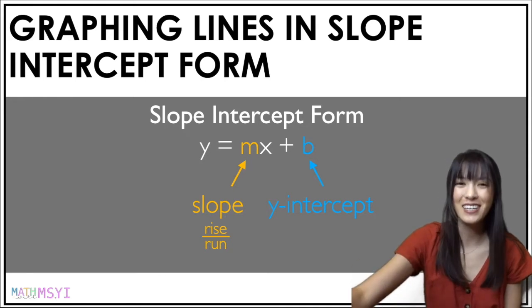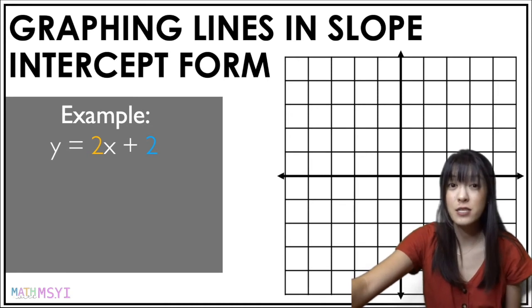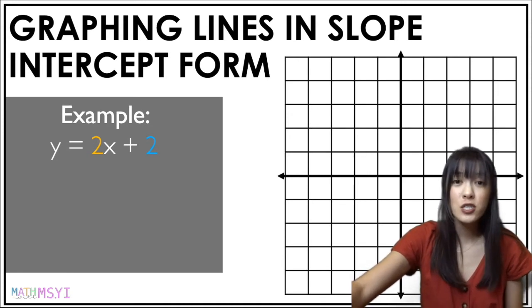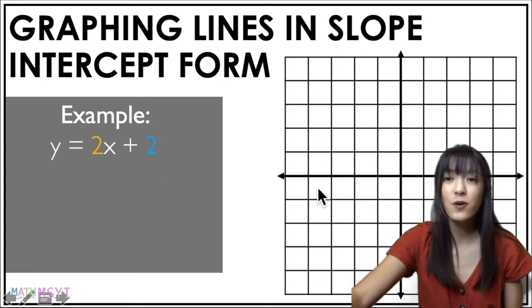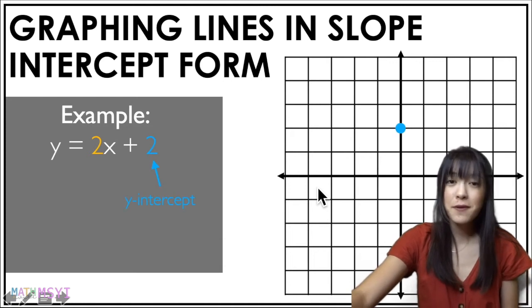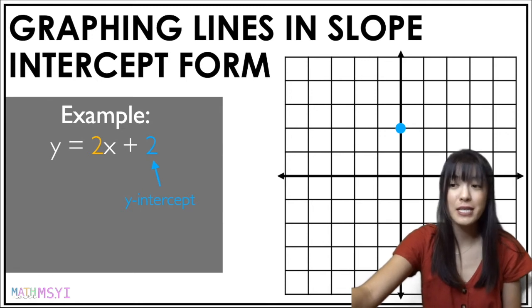So let's get started. Our first example is y equals 2x plus 2. We're going to start by plotting my y-intercept, which is 2. So I'm going to put a point at 0, 2. Now I want to find my next point. I'm going to find my next point using my slope.